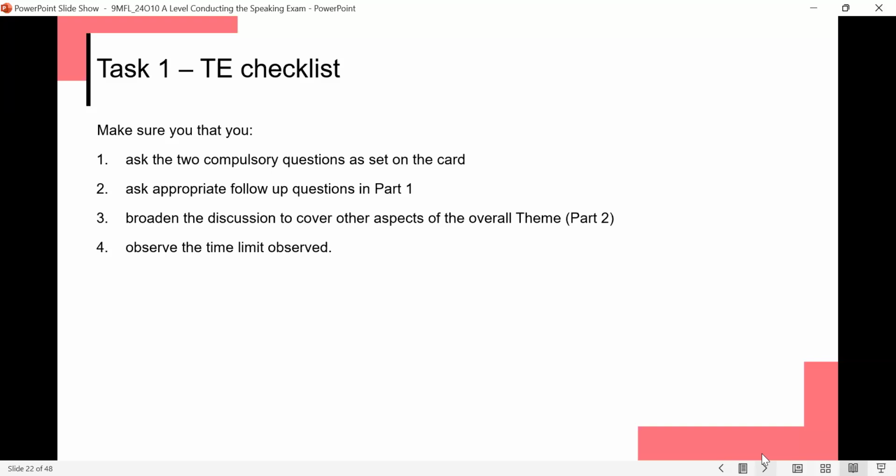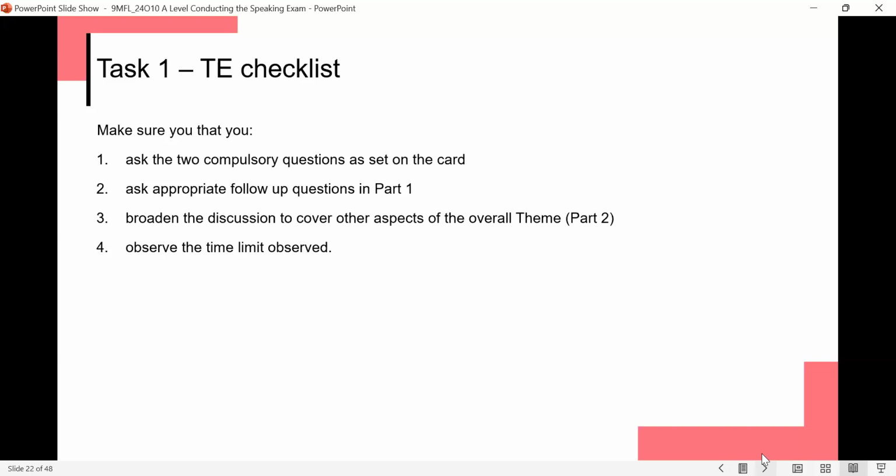So in terms of task 1 and a teacher examiner checklist, you need to make sure that you ask the 2 compulsory questions exactly as they are printed on the card. Now, you mustn't change or amend the questions. This is good, really, for you as a teacher examiner, because you don't need to do any thinking about that bit. You just read out the question.